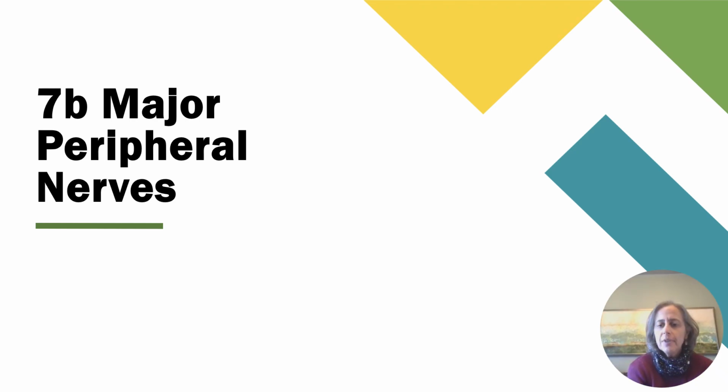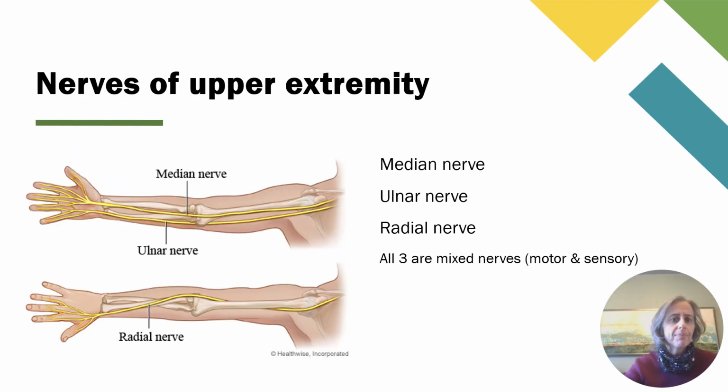Welcome back. Continuing with lecture 7, we're now going to talk about some of the major peripheral nerves that we're going to find in the body, as opposed to cranial nerves that are coming in and out through the brain. These are all branches of spinal nerves. First I want to focus on the 3 main nerves that we're going to find in the upper extremity. The upper extremity includes the arm and then the forearm, and then of course the hand.